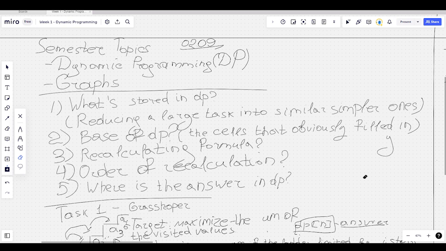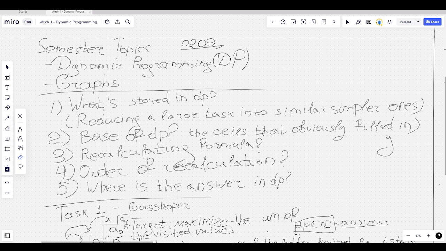In this semester, we are going to talk about the following topics: dynamic programming, also called DP, and graphs. So let's start. What is DP? DP is an approach that allows us to solve several kinds of problems. In this class, we will consider these problems and solve them using DP. To solve these problems using DP, we need to answer these questions.